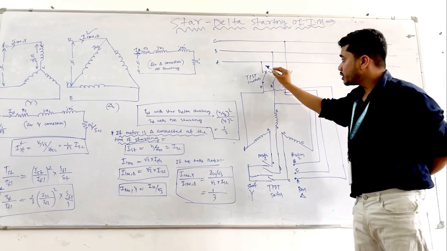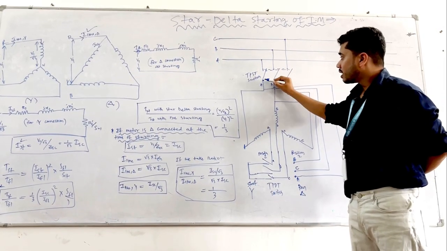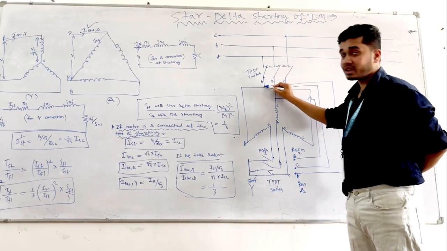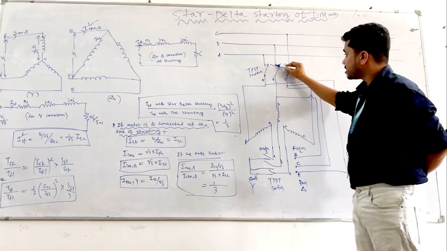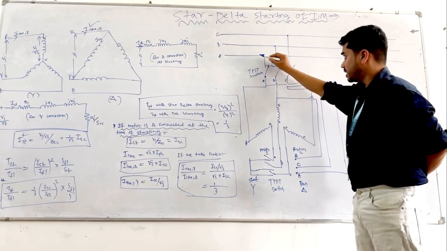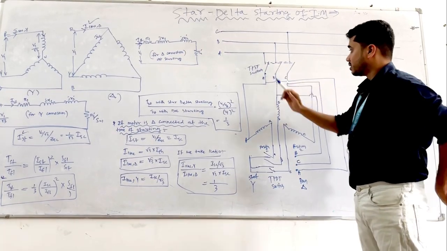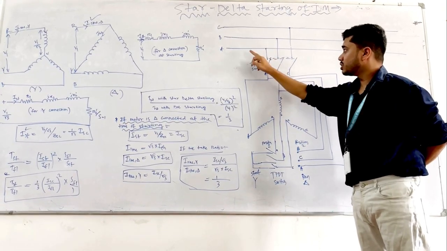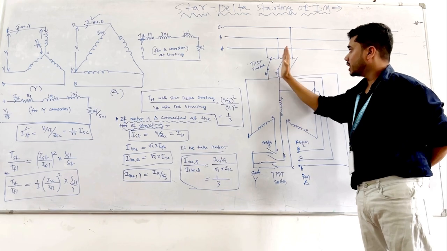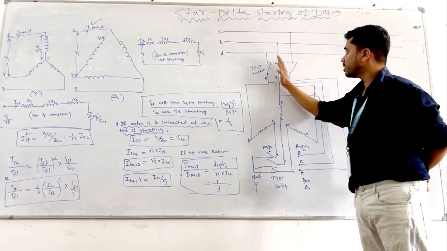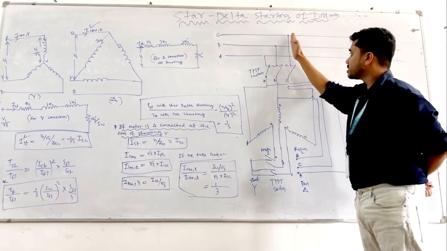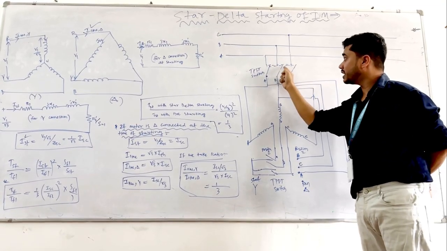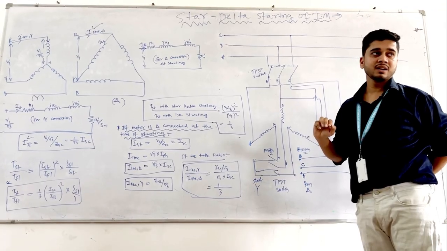There is a switch, a TPST switch. When this switch is on, then this A phase is available over here, B phase is available here, and C phase is available here. This switch is closed, so if this is closed, A comes to here. If this is closed, B comes to here. If this one is closed, C comes to here. Everyone understood this? So at once these three switches are connected.